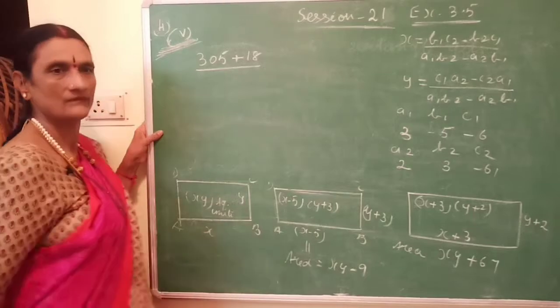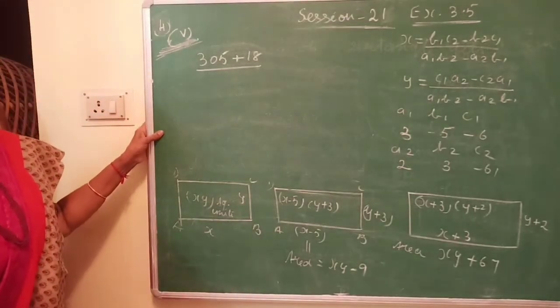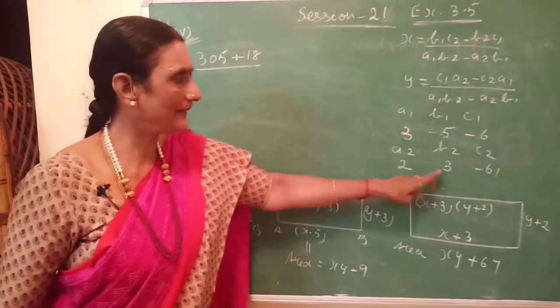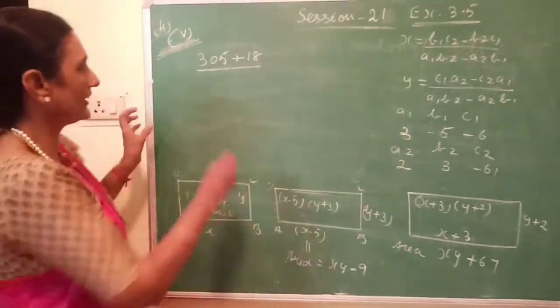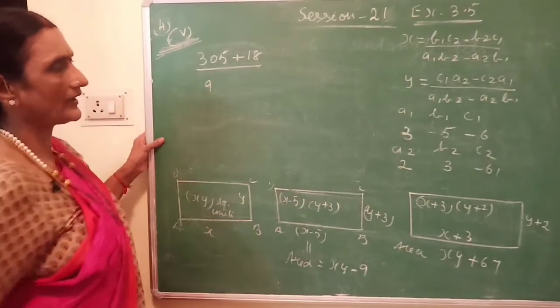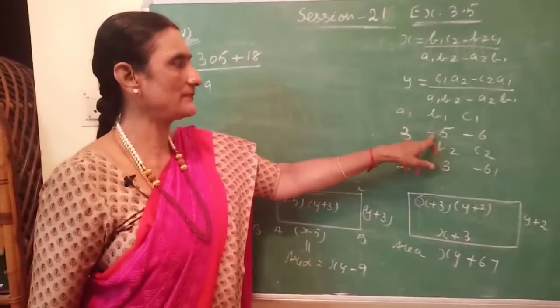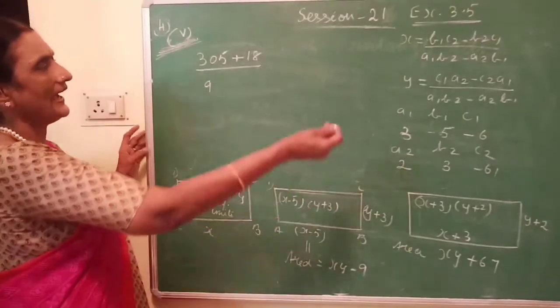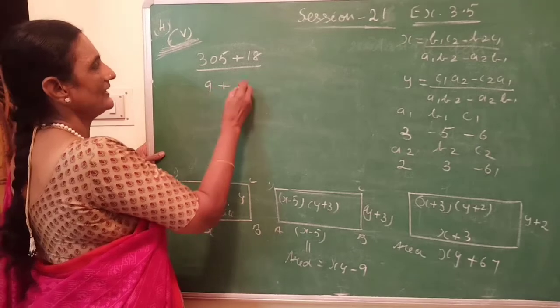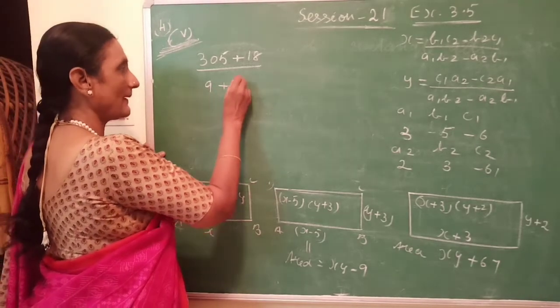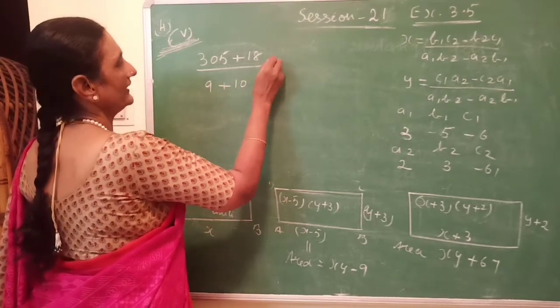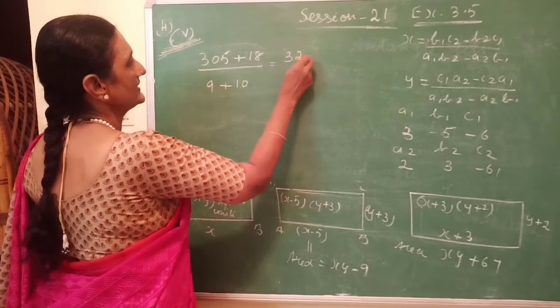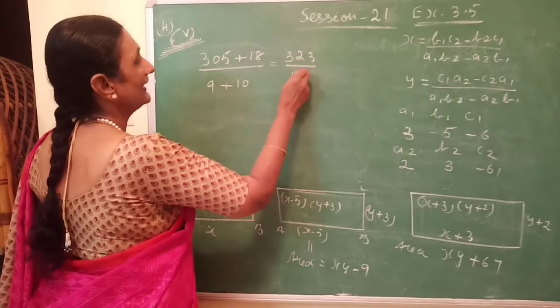Divided by, okay, what is a1? a1 is 3, b2 is 9. So I will write here 9. What is a2? 2. What is b1? Minus 5. 2 into minus 5 gives you minus 10, and there is a negative sign, so therefore it is plus 10. So what you get? You get 323 divided by 19.